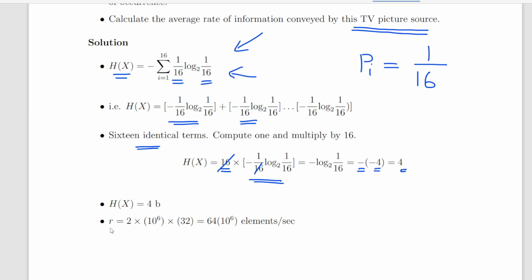Small r, which we said was 64 million, is 2 by 10 to the 6 times 32, so 64 by 10 to the 6 elements per second for this TV source. It's not just per element, we're doing the whole source, all of the 2 million elements, because that's what we're asked in the question above.